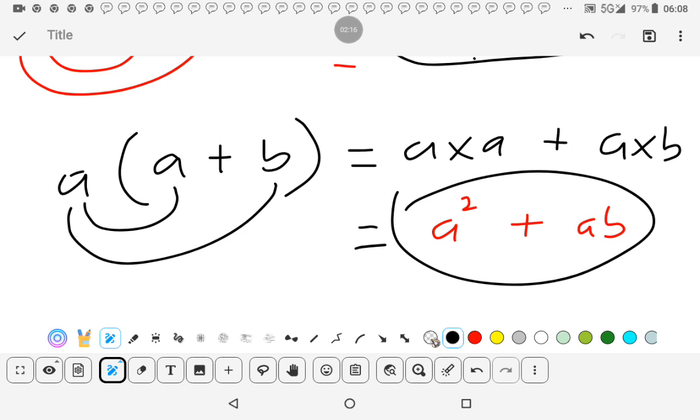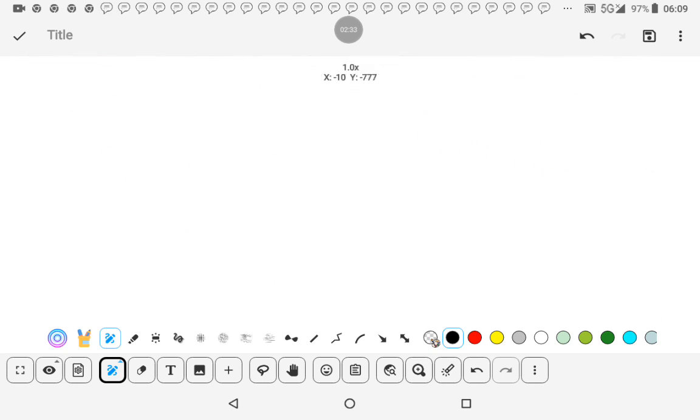So don't be confused regarding this a square. Whenever you see a square, it's the same thing as a times a. So if you multiply them, you have a square. So let's take another example regarding how we can expand. This time around, let's use numbers.